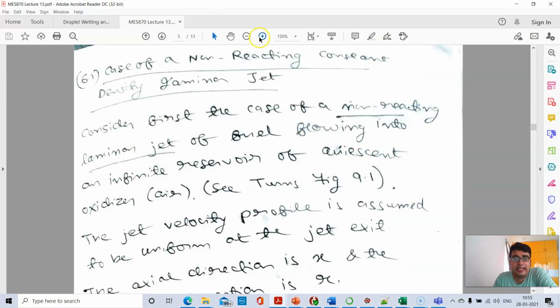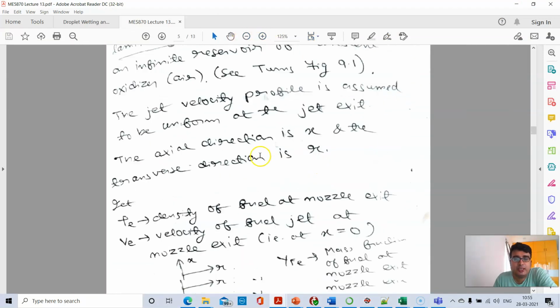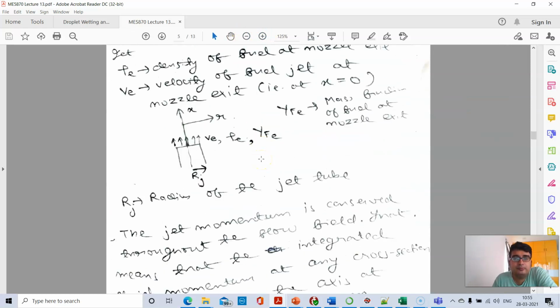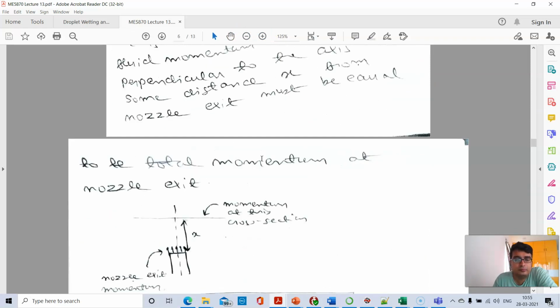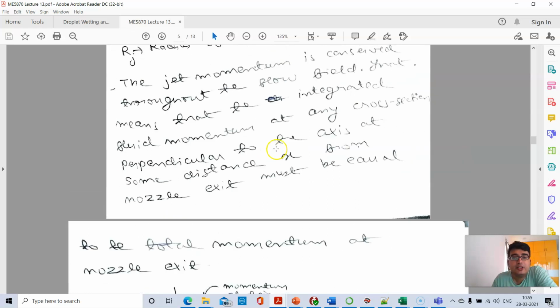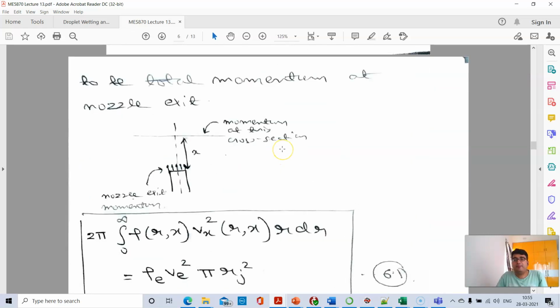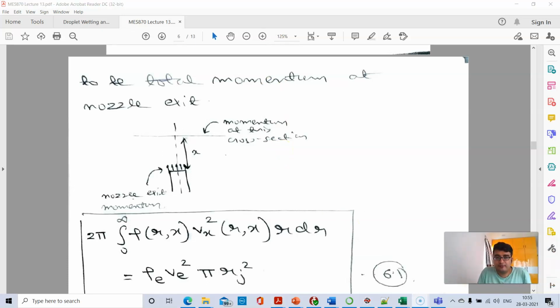So I have explained this entire position here. The main interesting point that I also noted is that the momentum is conserved along any x direction, because all the momentum was imparted by the jet. So the total momentum at the nozzle exit plane, x equal to 0, will be equal to the total momentum at any x plane further downstream.